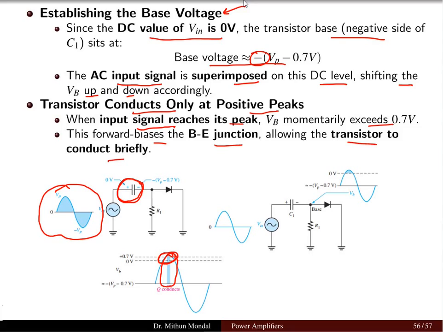So for the time period when we are giving the AC signal, here we have the base, and due to this capacitor we are able to conduct in a very small zone of the positive cycle, where the base emitter is at the positive. In the negative we have minus Vp minus 0.7 volt.